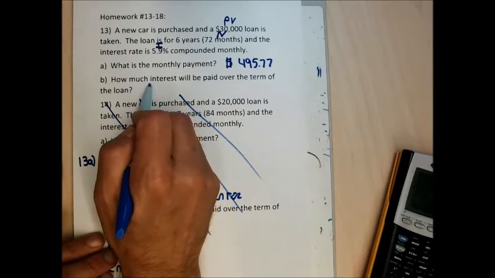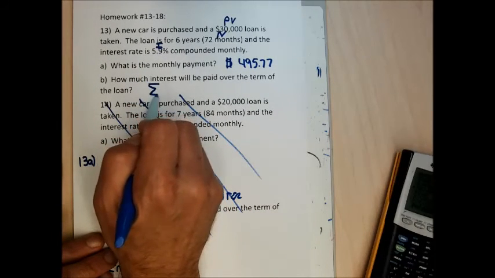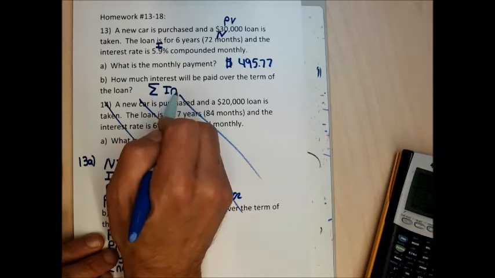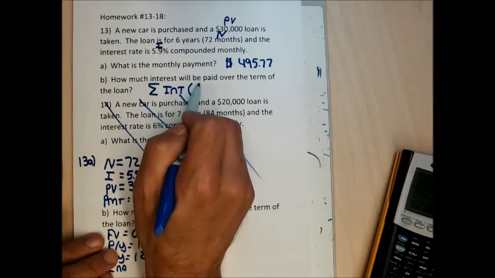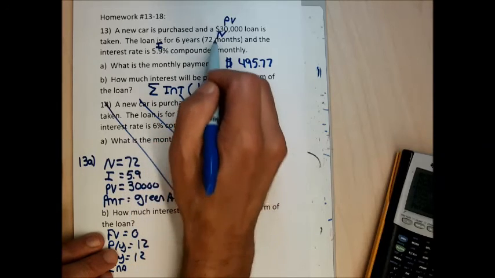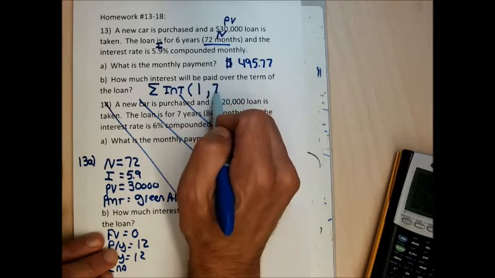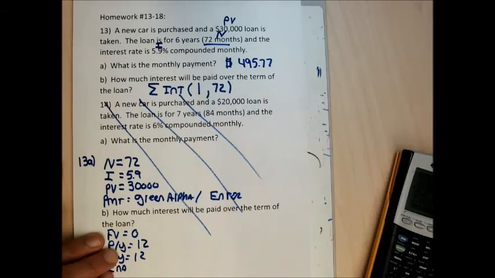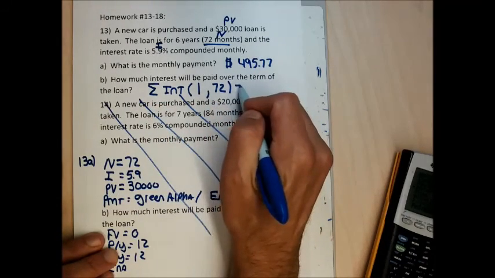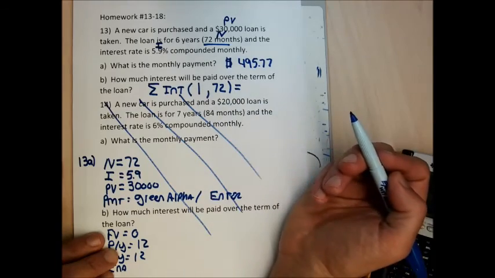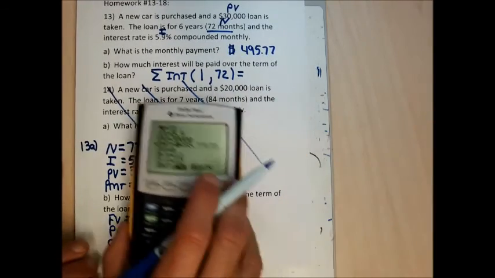Well, when I'm going to figure out interest, I have to use the sum of interest feature on my calculator, and it's going to be sum of interest starting with the first payment, comma, ending with the last payment, and the last payment is the 72nd payment. So this is what I need to get on my calculator, and it's going to give me an amount that's negative. I'm going to change it to positive when I go to write my answer. So let's try to get this.